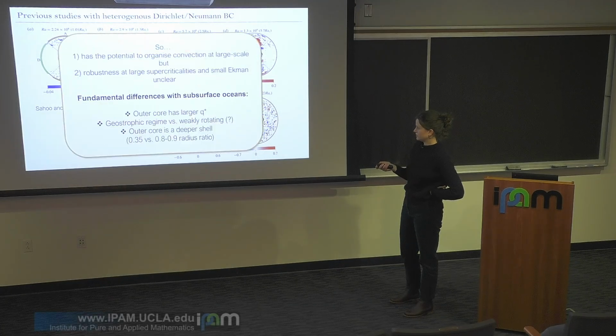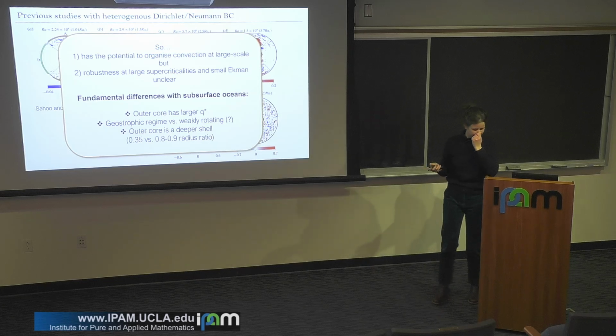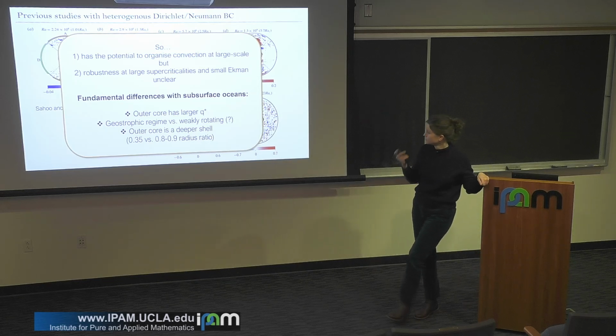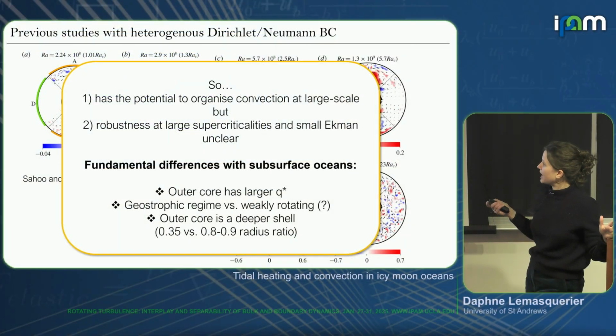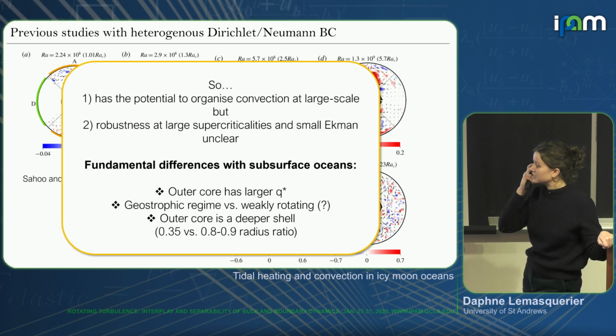Okay, so again, I'm not claiming here to do a full review of everything that has been done with heterogeneous boundary conditions for rotating convection, but what I take from this is that, one, it has the potential to organize the convection at large scale, rotating convection at large scale. However, how robust this is at larger supercriticalities and smaller Ekman seems to be unclear, at least for the Earth outer core regime. So that's for the outer core.